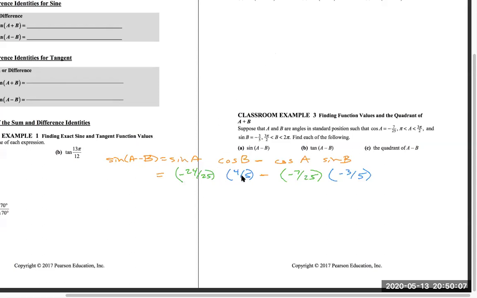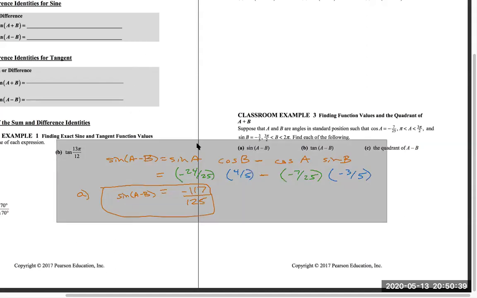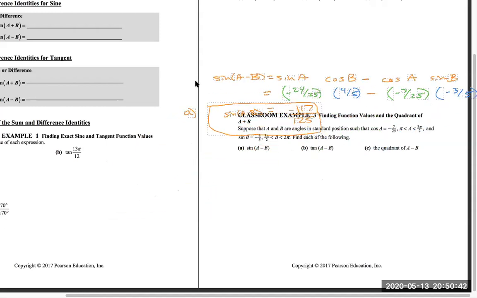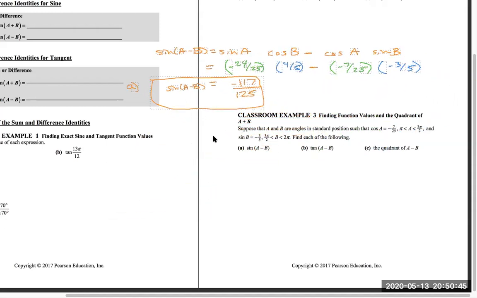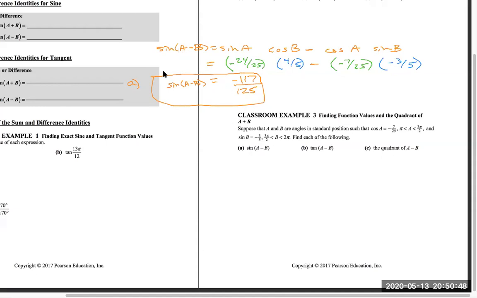So practice with that as well, algebraically simplifying without a calculator, just so you have an idea, but you can use a calculator for it. This comes out to negative 117 over 125. So that's part A. Okay, let me move this stuff up. Okay, so we have part A done.